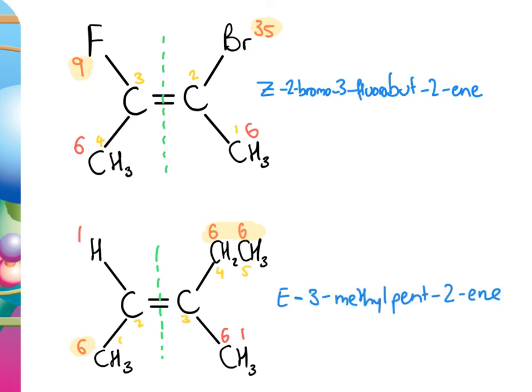So it's E-3-methylpent-2-ene. The carbon double bond is on the second carbon, which takes priority in our numbering. The methyl group is on the third carbon and our longest chain is a 5-carbon chain, hence pent. It's E because our highest priorities either side of the carbon double bond are on opposite sides from each other.